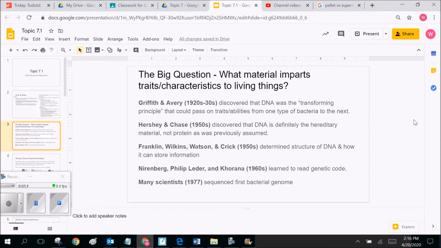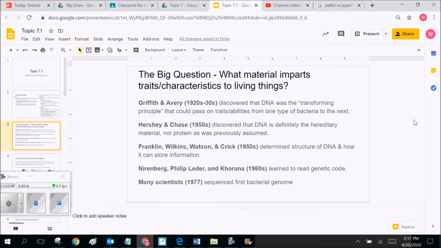So later, Hershey and Chase, like 2 decades after Griffith and Avery, came along and said, okay, we're going to try to definitively show whether DNA or protein is the genetic material. They did their experiment, which we're going to take a look at in just a moment, and they discovered that yes, in fact, DNA is definitely the hereditary material, not protein.